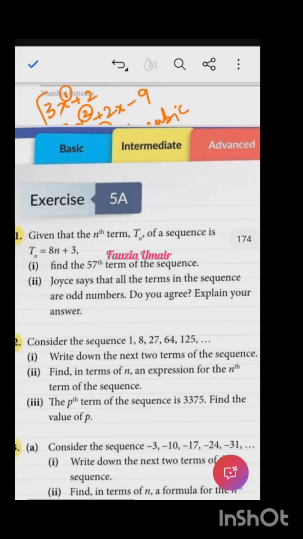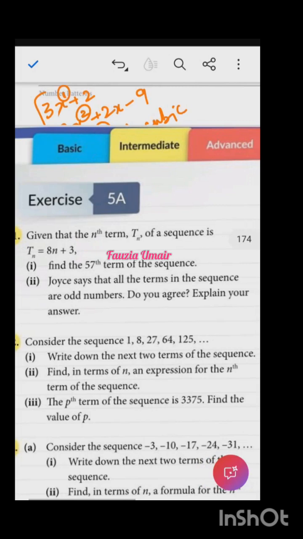Do you agree? Oh yes. Miss, I was talking about even numbers, I was talking about odd, but I said no. Sorry. Oh, so he's right. Joyce is right because every term of the sequence would be an odd number. You should say yes, I agree, and then you can explain it. Your explanation was correct, right? Yes miss. All right.